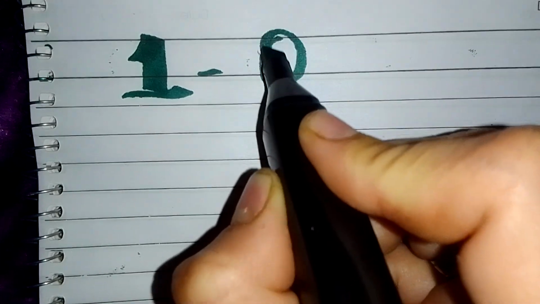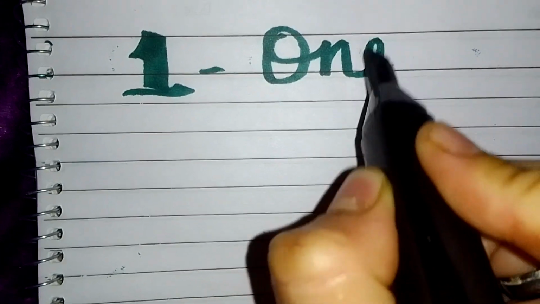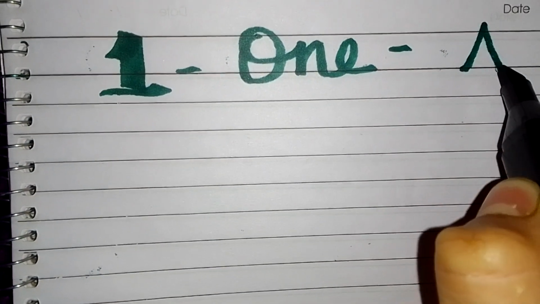So today we'll learn numbers. So we'll start with number 1. 1. O-N-E, 1. 1 star.